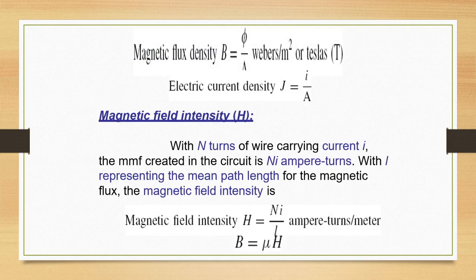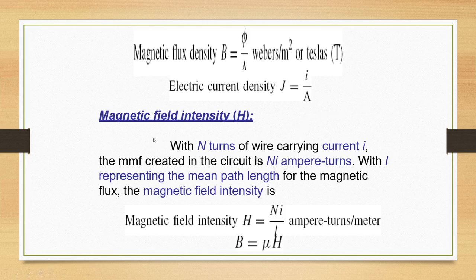Magnetic flux density B is phi by A, Webers per meter square or Tesla. These are the units of magnetic flux density, Webers per meter square or Tesla. And electric current density J is given by I by A. See students, why I am repeating all these terms, because these are very important terms which we have to know as an electrical engineer. Okay, so I am doing a quick revision of what we have done in the previous classes.